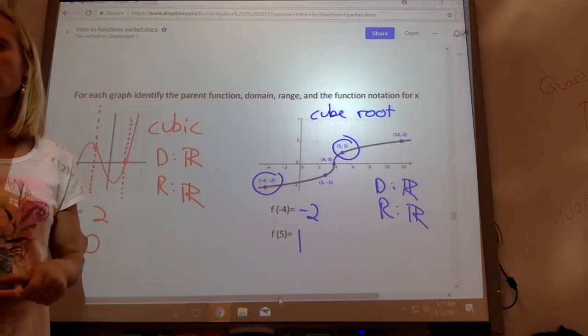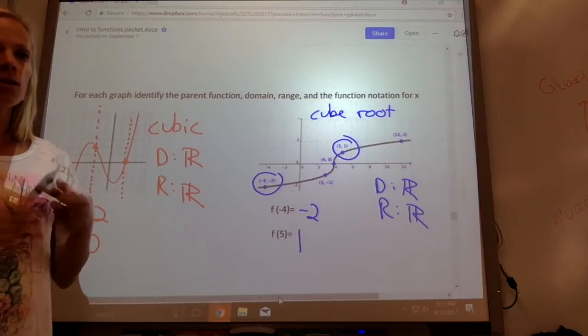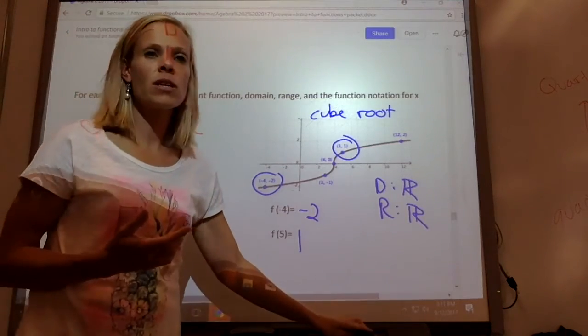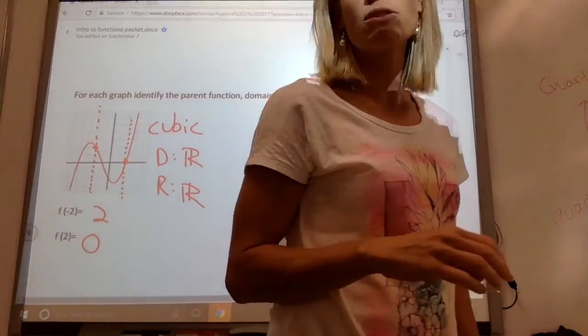That's what I'm looking for in all of these. Just what's the parent function? Use your notes, right? What's the domain and range? And then just a couple of function notations to practice again.